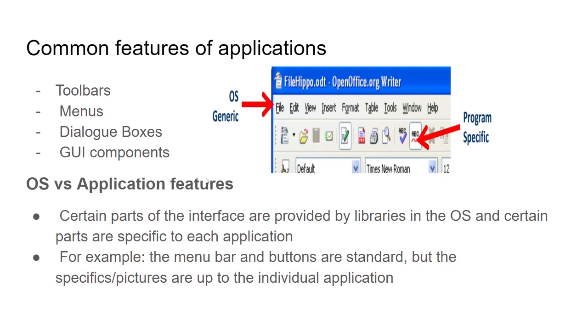OS vs application features. Certain parts of the interface are provided by libraries in the OS, and certain parts are specific to each application. The menu bar and buttons are standard, but the specific pictures are up to the individual application. So this is an example of what is OS generic and program specific. This is for Word.